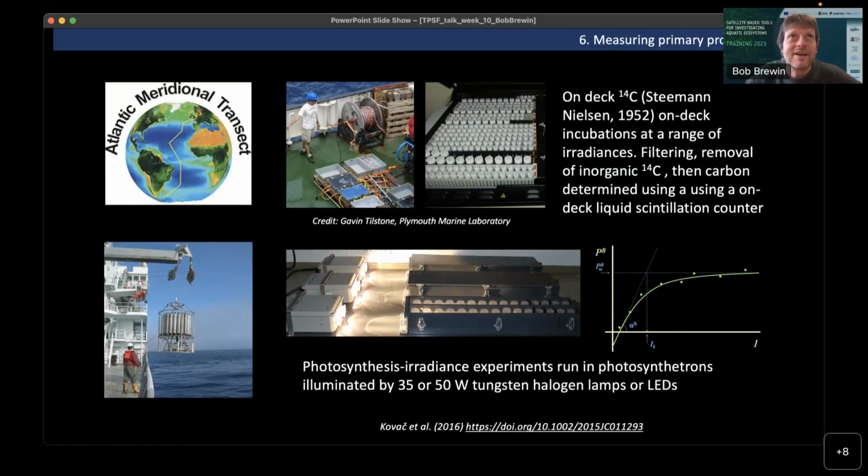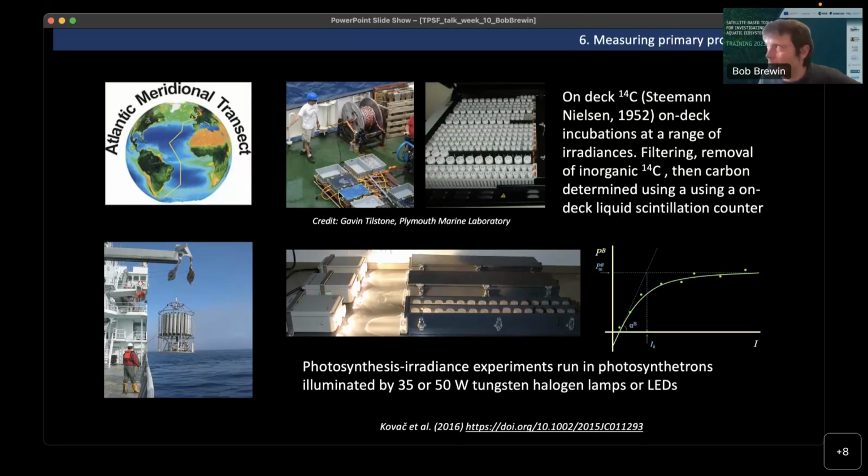Now, in terms of my experience, I haven't had a lot of experience in measuring primary production directly at sea. I'm normally one of these individuals who likes to play with satellite images instead, but I have been on a few of these Atlantic Meridional Transect cruises, and these are just some of the ways we did it on AMT. So this is a figure I actually took from Gavin Tilstone, who would come on board the AMT and do a lot of these on-deck incubations.